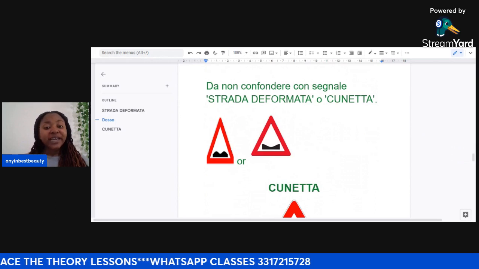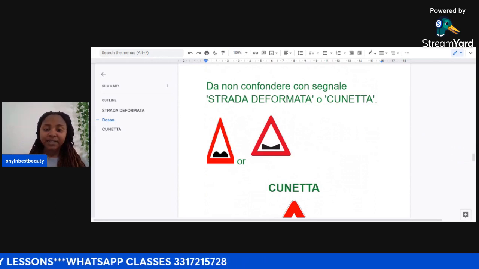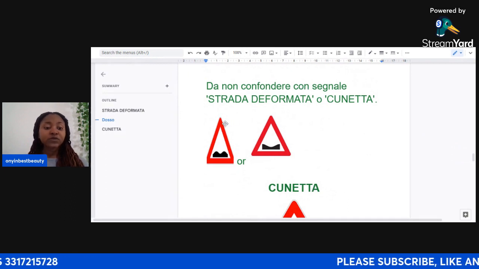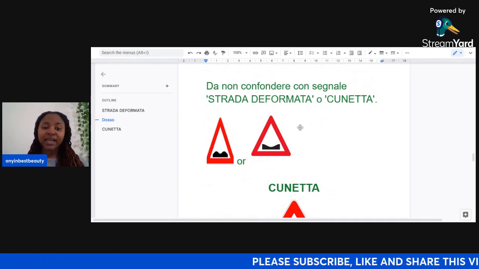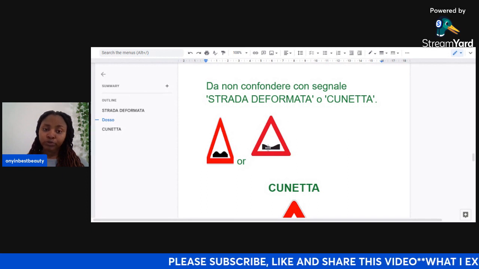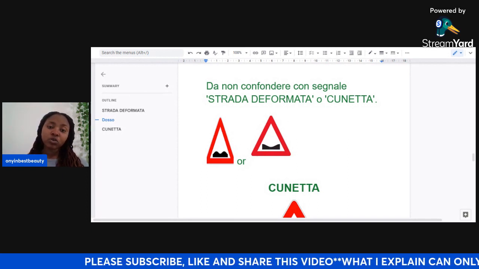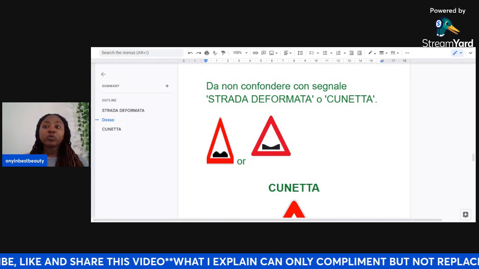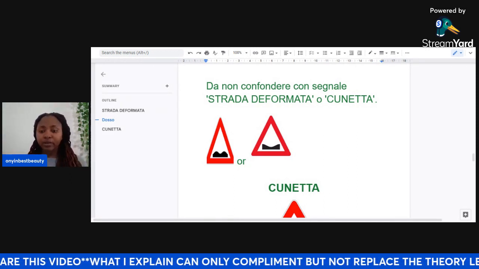Da non confondere con il segnale strada deformata o cunetta. Now, do not confuse those two with this first one we did, strada deformata, or cunetta, the one we're about to do. Do not confuse them. They all have their name, they all have their sign. Try to know them by their sign. Try to know them by their name. Try to know them with anything you can think of, okay?